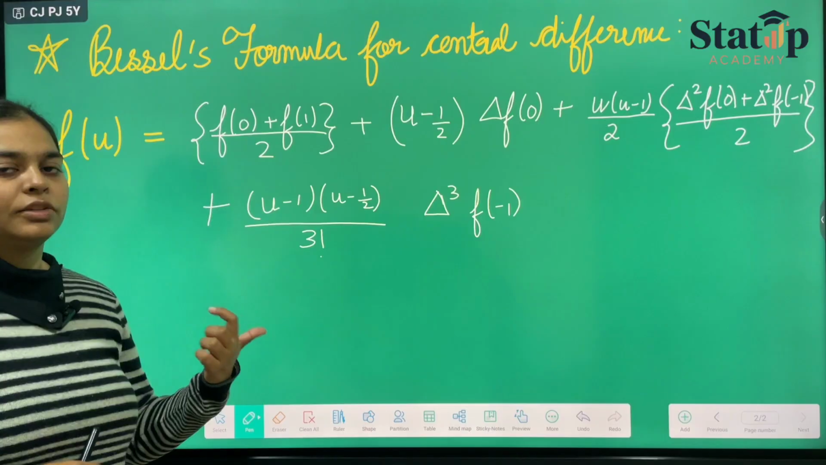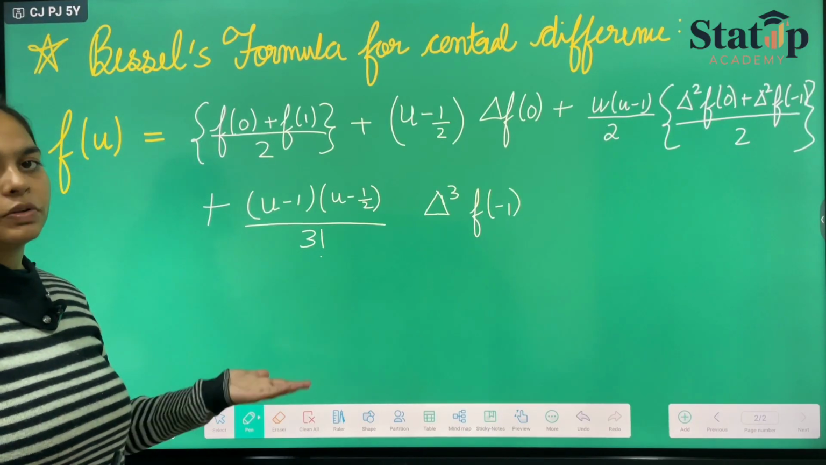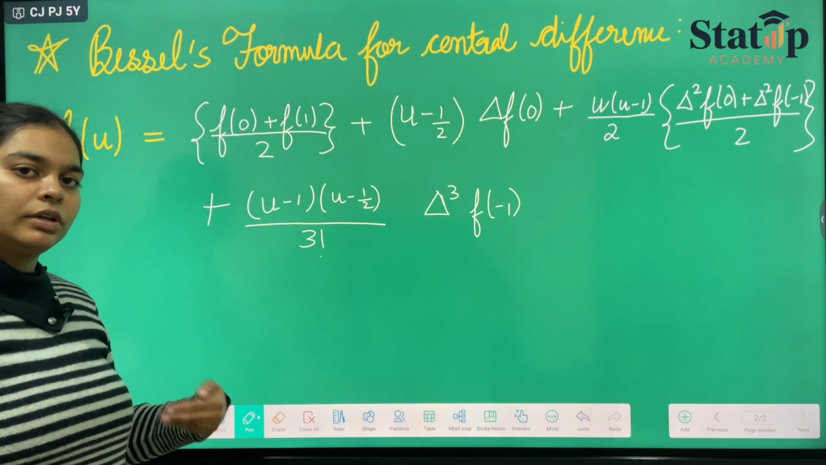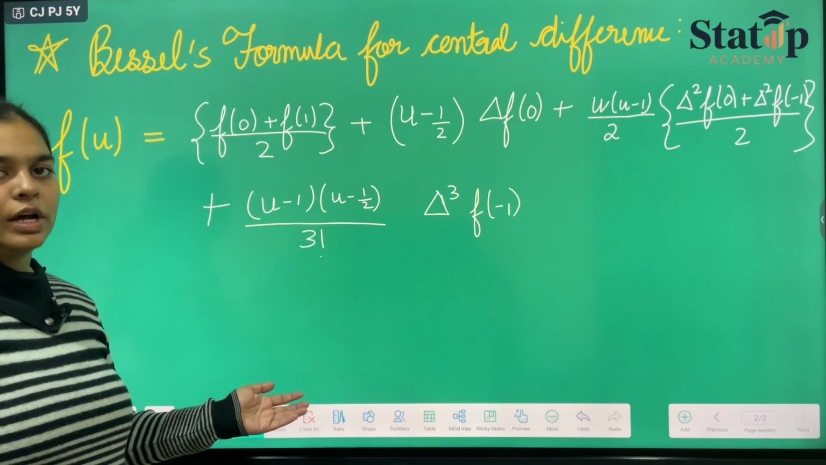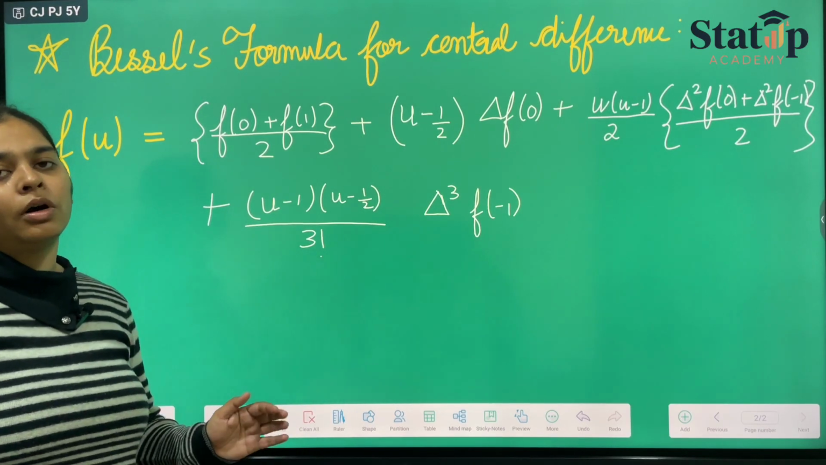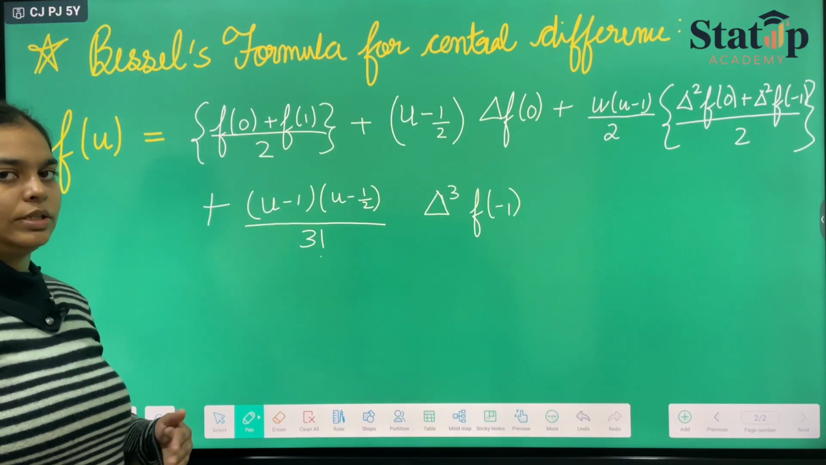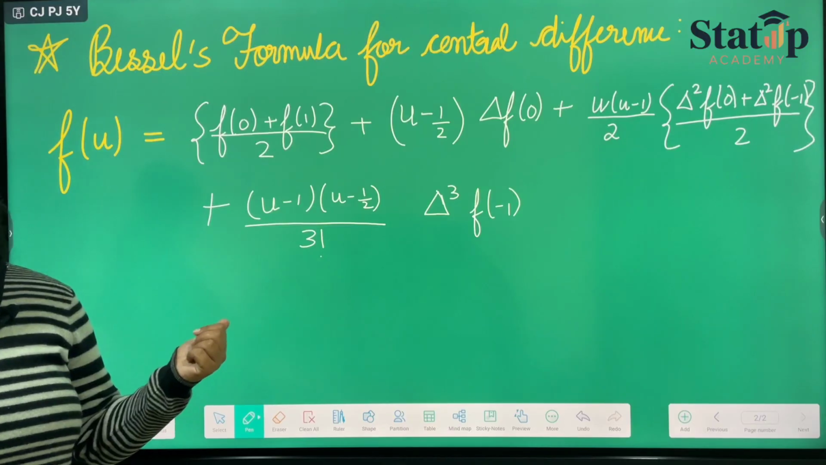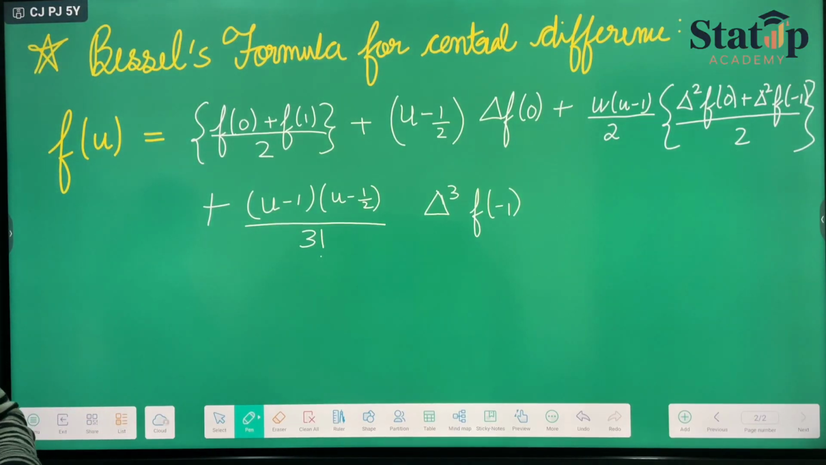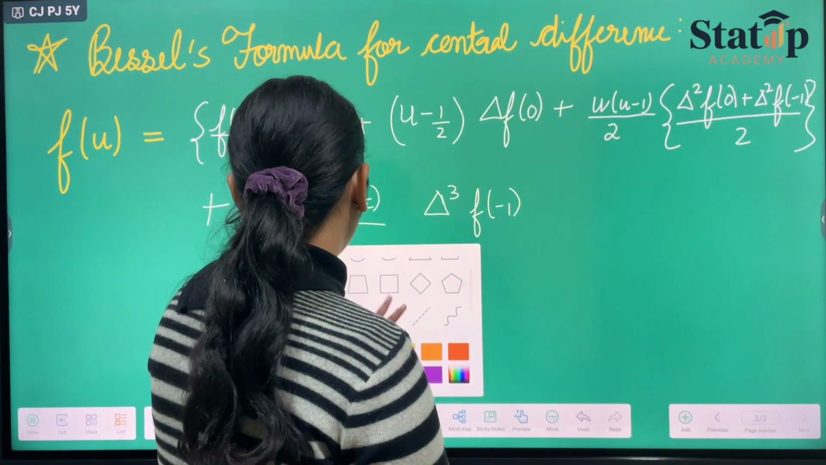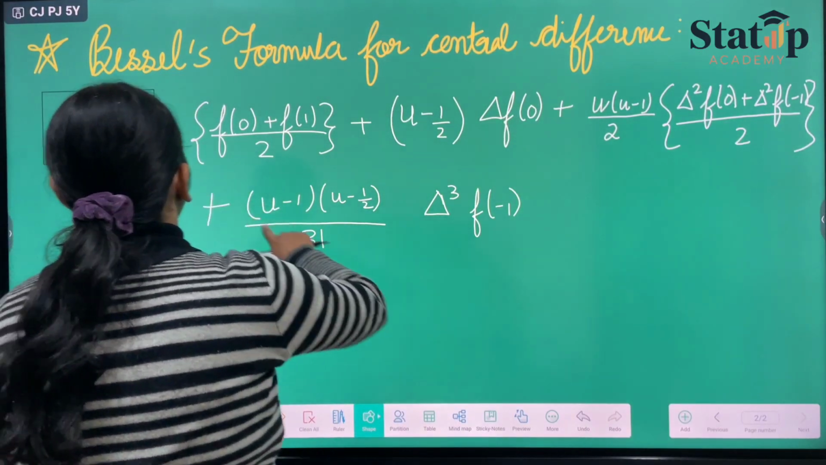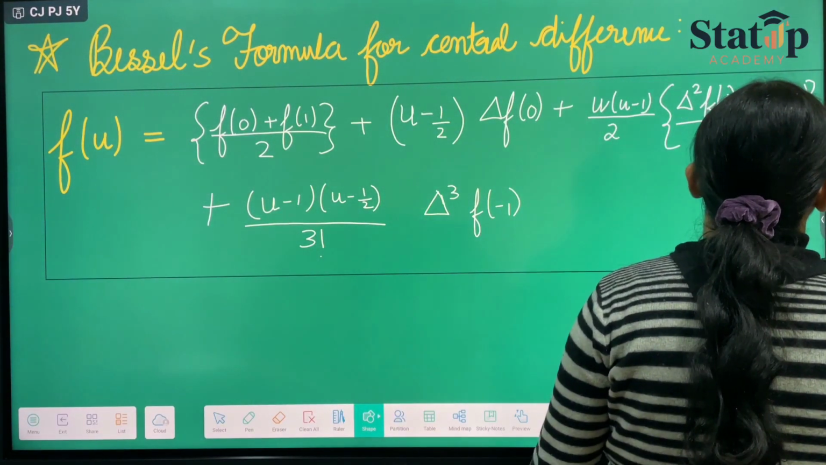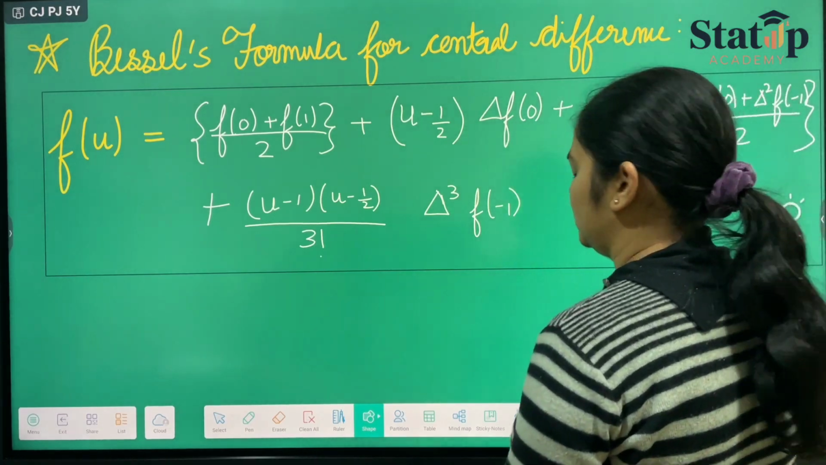Similarly, we did in Stirling's formula, and if you have any confusion about what Stirling's formula was, you can re-watch the video of our previous lecture, in which I have explained what Stirling's formula is, when it is applied, and how it is applied. So this is Bessel's formula, and we are learning it up till the fourth term only. Let me box it. This is our Bessel's formula.